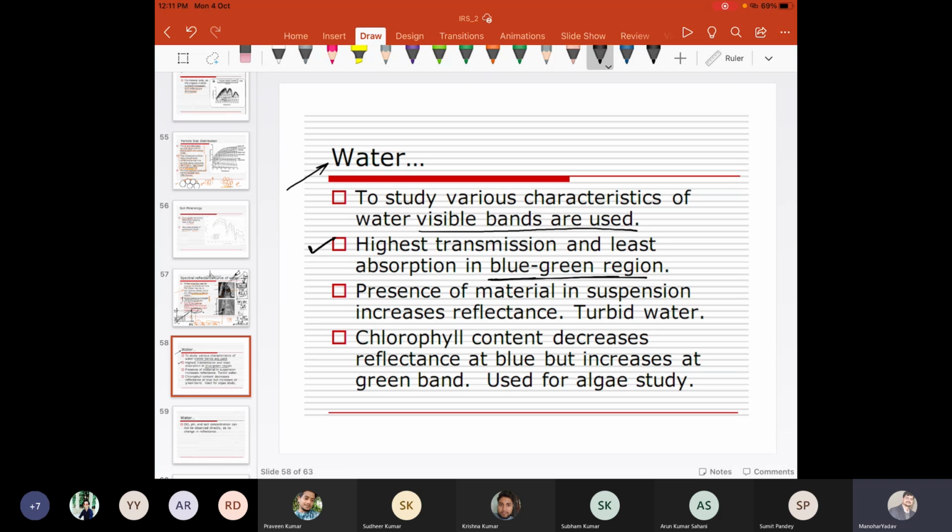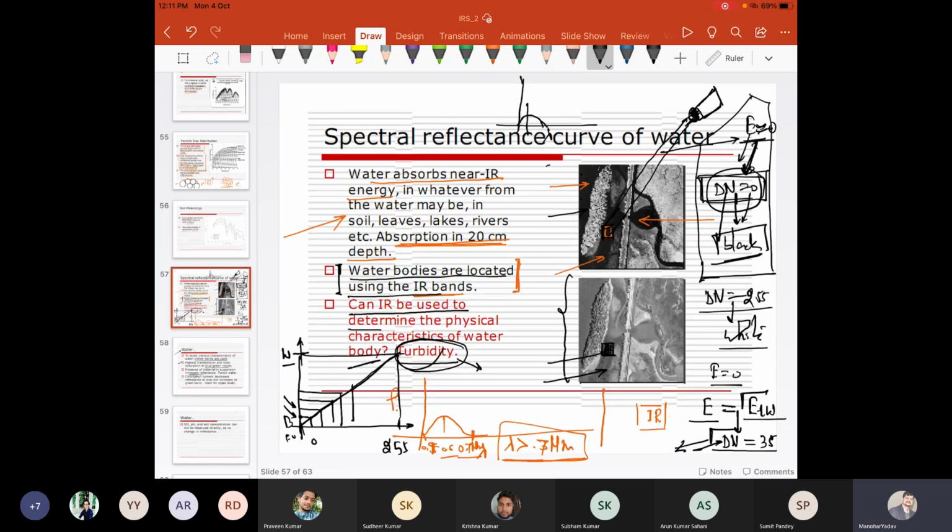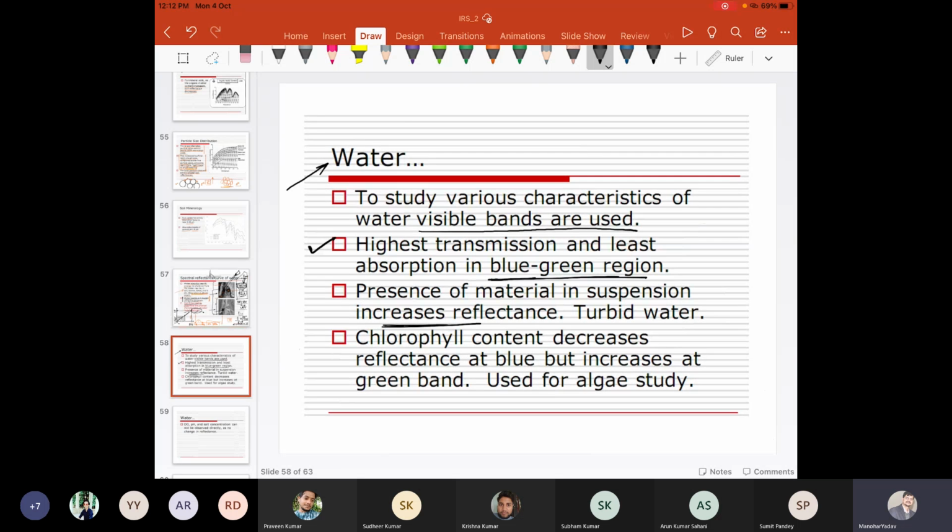And the presence of material in suspension increases the reflectance. That we discussed with respect to these two images, where in the first case water is clear, while in the second case, due to the suspended particles, that is, due to the increase in turbidity, it leads to an increase in reflectance. That is point number 3.